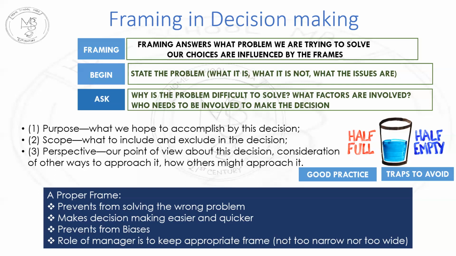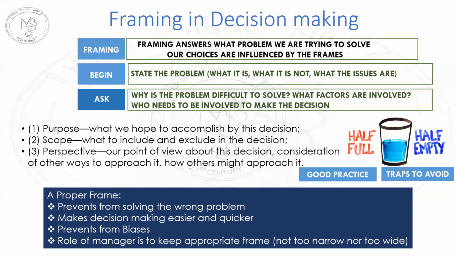And then perspective or point of view about this decision, consideration of other ways to approach it, how others might approach it. Now, perspective is overall approach towards solving the problem. Whether you want to solve this problem in a collective manner that you have to discuss, or you want to solve it through certain directives and certain decisions that, okay, let's do it this way and that's that. That will depend on the magnitude of the problem that you are solving. So, in this case, you will have to remember the good practice and the traps to avoid.